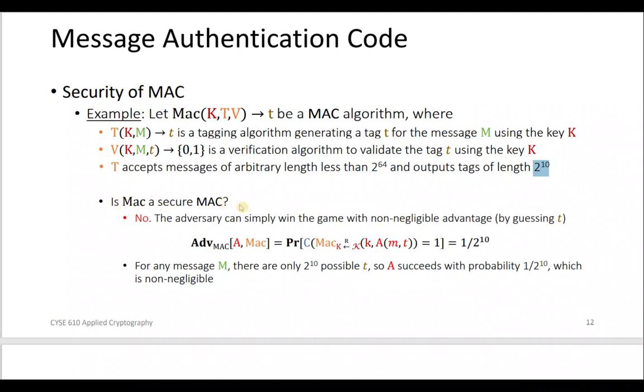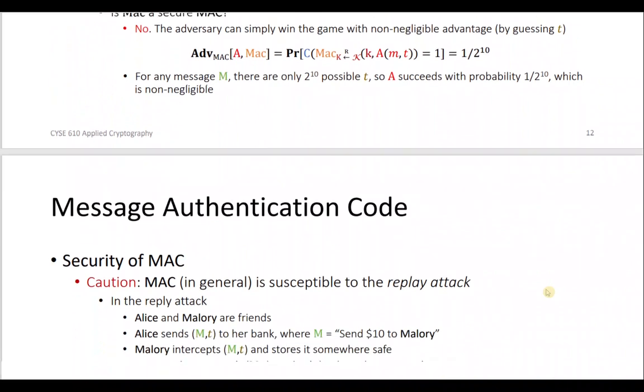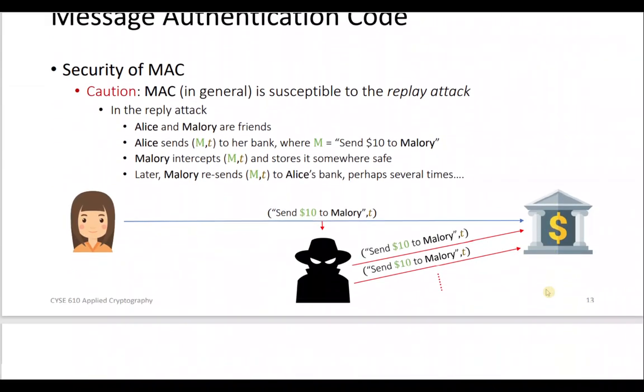So is this a secure MAC? Well, no, this MAC is not secure, because the probability that the challenger will verify a forgery is 1 over 2 power 10, because we have 10 bits and two cases for each bit. So there's a 1 over 2 power 10 chance it will be found, which is a large probability. So we say that this is non-negligible. If it's negligible, it means it's very, very close to zero. But this is non-negligible. It's a big number for the computer. They can easily find a forgery that is valid.